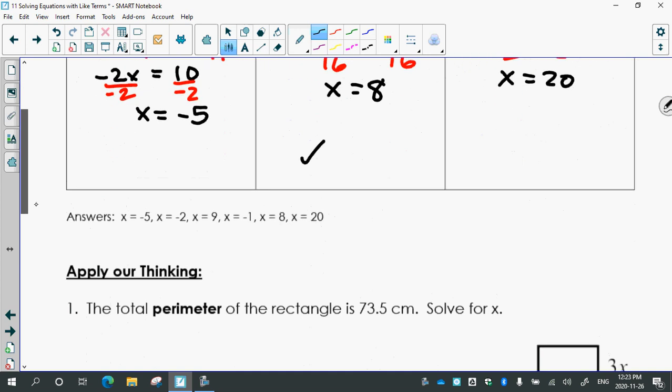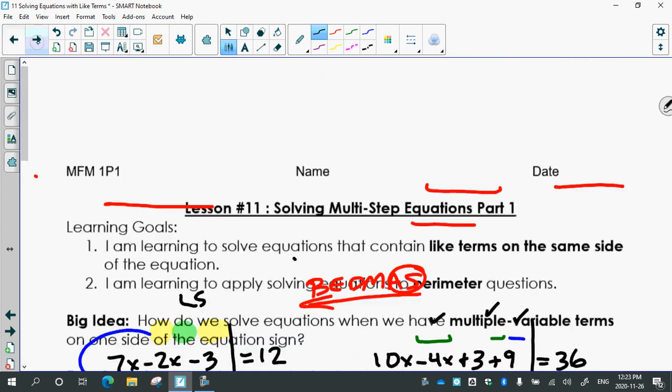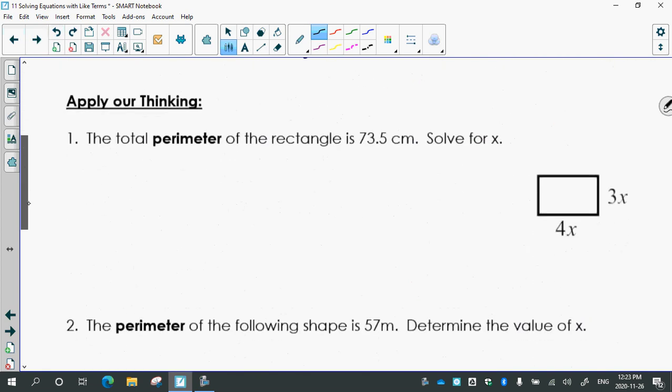Now, why did we learn how to do that? These are the types of questions that you're going to have to answer. Apply our thinking. The total perimeter of the rectangle is, when you see is, think equals, okay? The total perimeter of the rectangle is or equals 73.5 centimeters, solve for x.